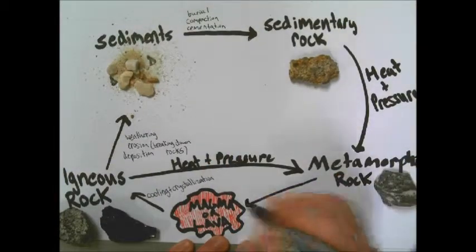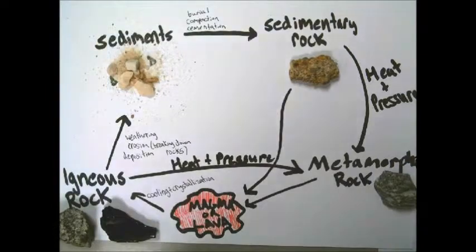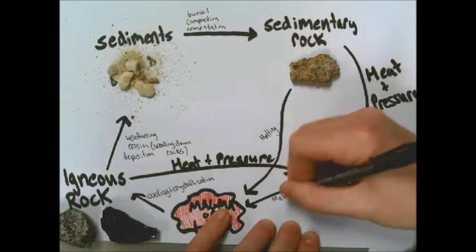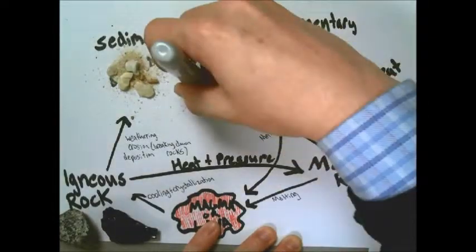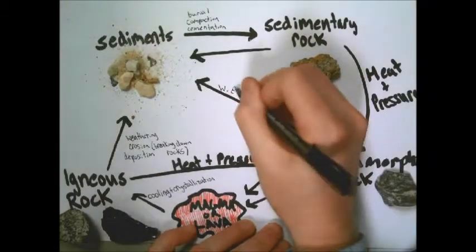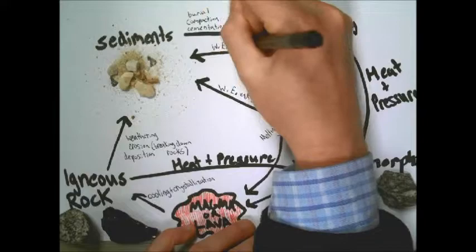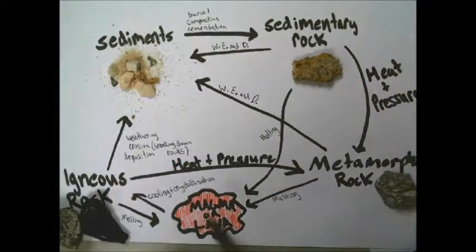Now, all the rocks can melt and turn into magma. Sedimentary rocks, igneous rocks, and metamorphic rocks. And all the rocks can be broken down into sediments. That's why this thing is a cycle. You can go every which way kind of about the cycle.